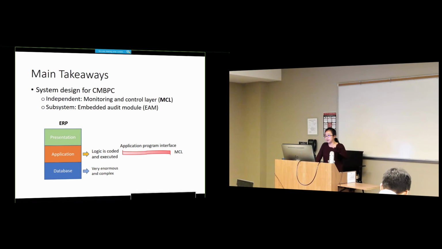Another one is the subsystem of the ERP, which is called the embedded audit module. This module is usually provided by the ERP vendor and it's embedded in the ERP itself. So it has the advantage of querying and digging data directly from the ERP. However, because it's a subsystem of the ERP, it may have the issue of violating independence. So in our project, we use the first one, the MCL.